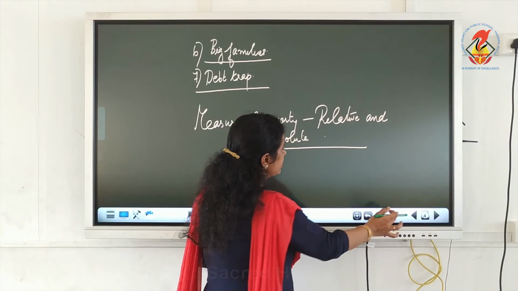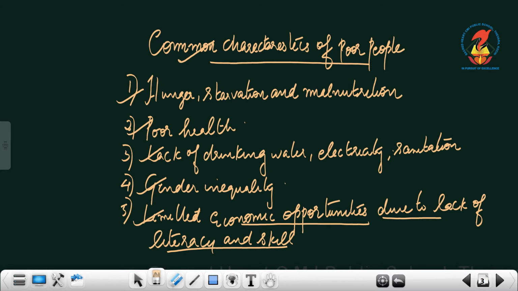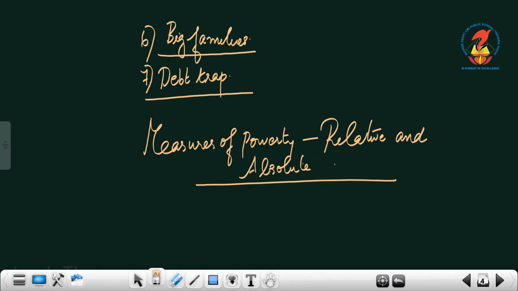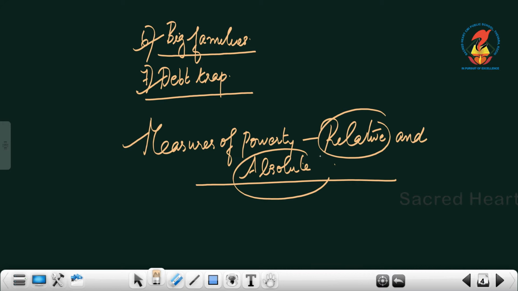Once again, I will read the characteristics of poor people: hunger, starvation and malnutrition, poor health, lack of drinking water, electricity and sanitation, gender inequality, limited economic opportunities due to lack of literacy and skill, big families, debt trap. Now we will move on to the next topic, that is measures of poverty, relative and absolute measure of poverty.